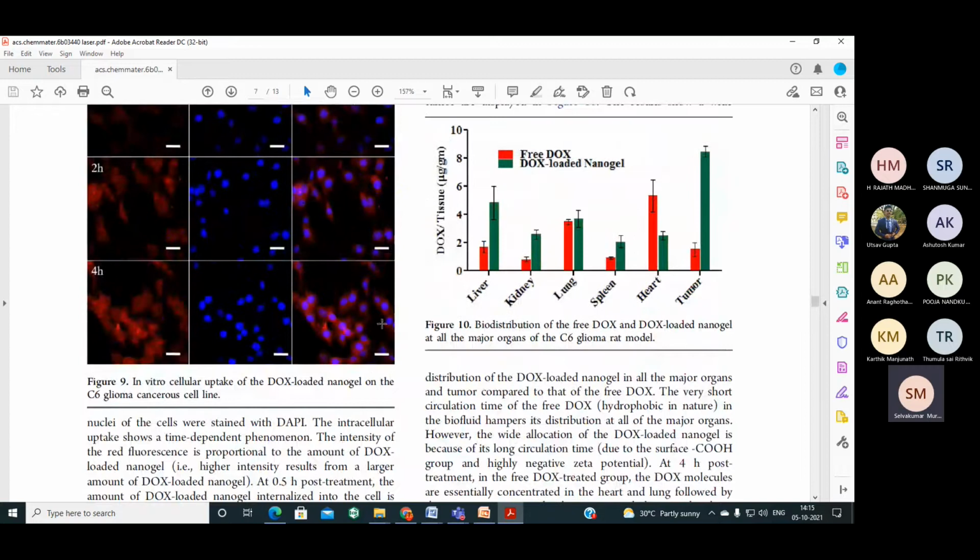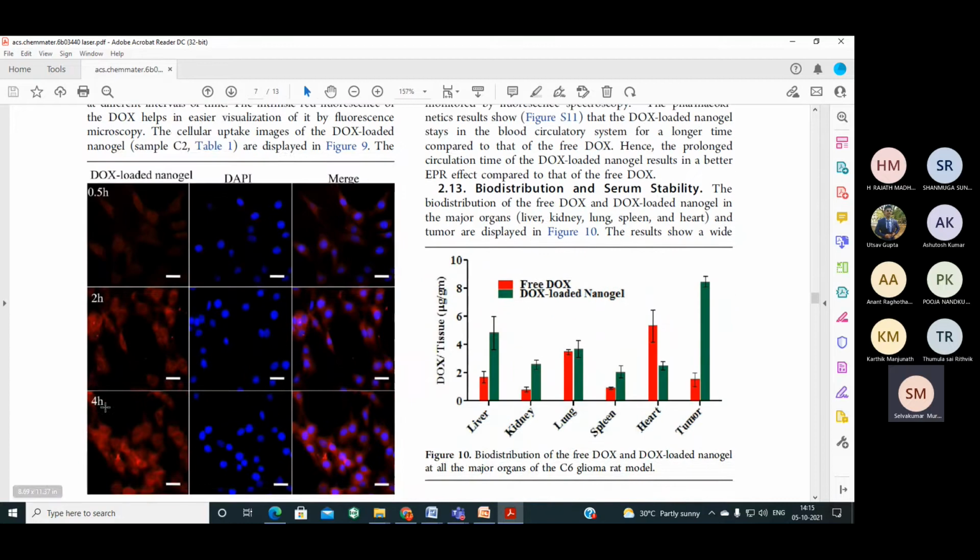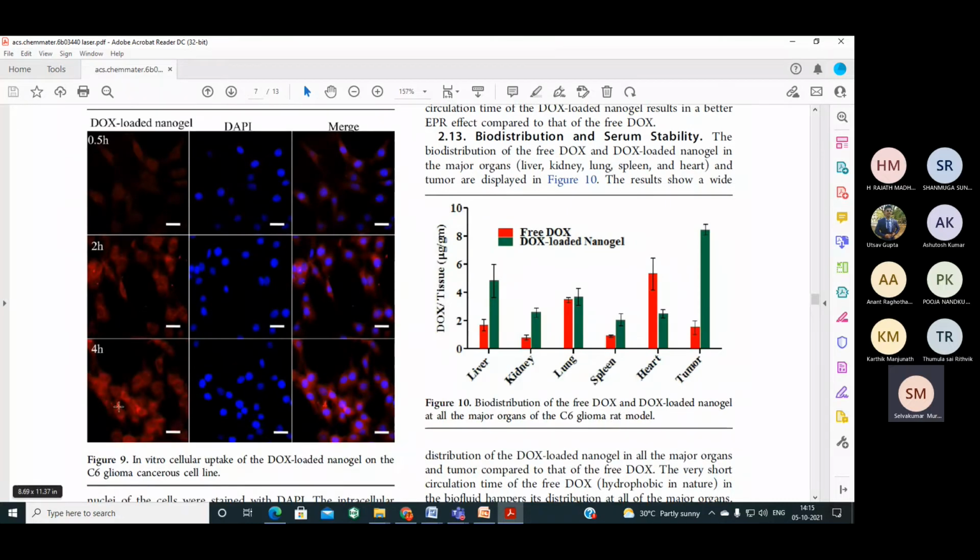This was again the microscopic studies, how much the cells were getting died over the period of time, like 0.5 hour, 2 hour, and 4 hour. At 4 hours, you can see almost all the cells are getting died. Okay?